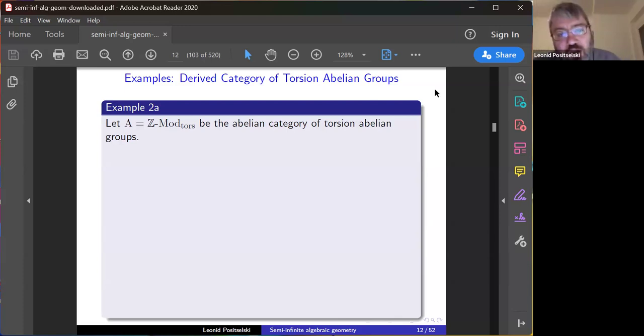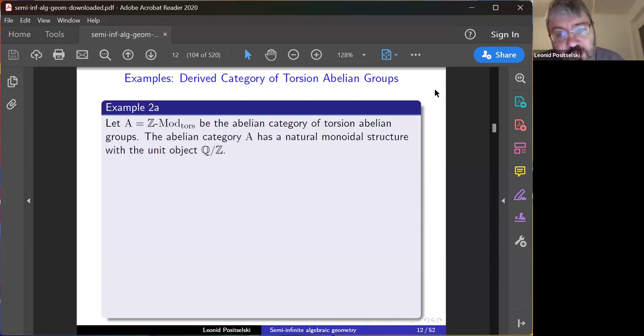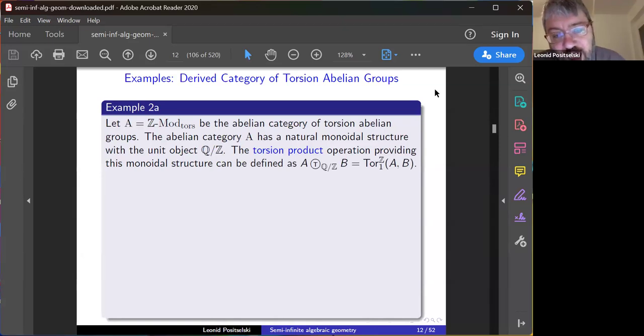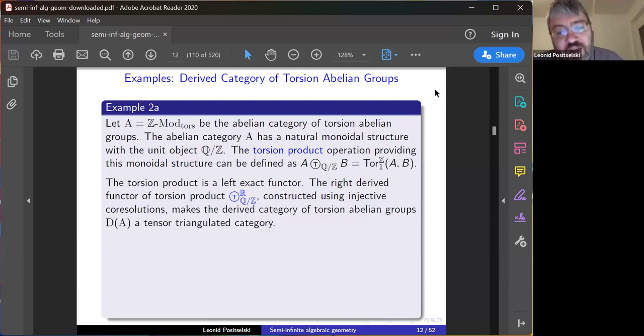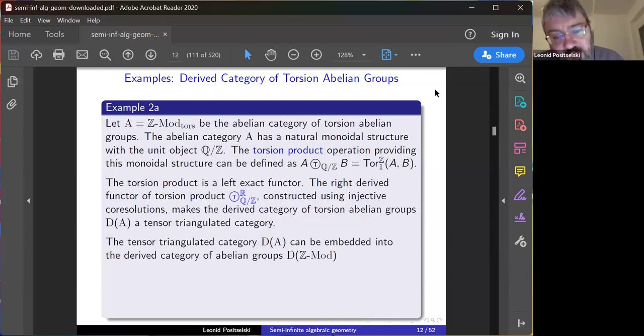Examples: derived category of torsion abelian groups. Let A be the abelian category of torsion abelian groups. The abelian category A has a natural monoidal structure with the unit object Q over Z. The torsion product operation providing this monoidal structure can be defined as A tensor Q over Z B is Tor, the first Tor group over Z of A and B. The torsion product is a left exact functor. The right derived functor of torsion product, constructed using injective coresolutions, makes the derived category of torsion abelian groups a tensor triangulated category.